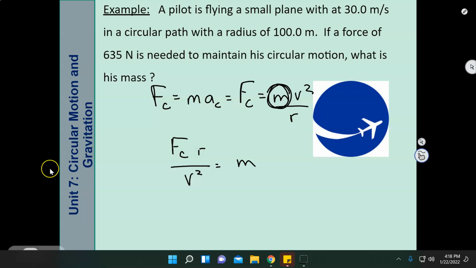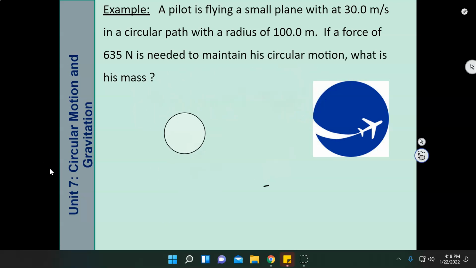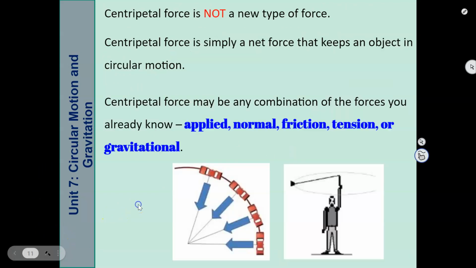Now, remember, we've always talked about this force centripetal, and as we talk about it, we have to realize that this force centripetal is not a new force. It is simply a net force that acts in that circular motion. So that force could be an applied force, a normal force, a tension, or it could be gravitational. Like here with a car turning a corner, that's force of friction. Swinging something on a string, that's force tension.